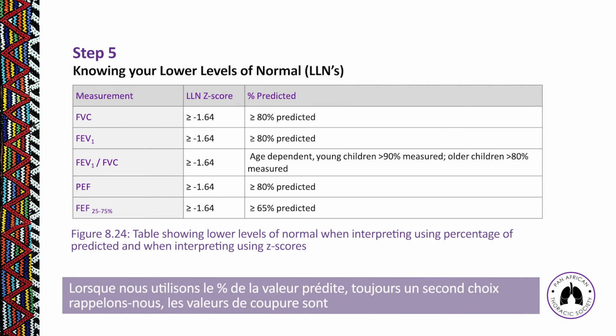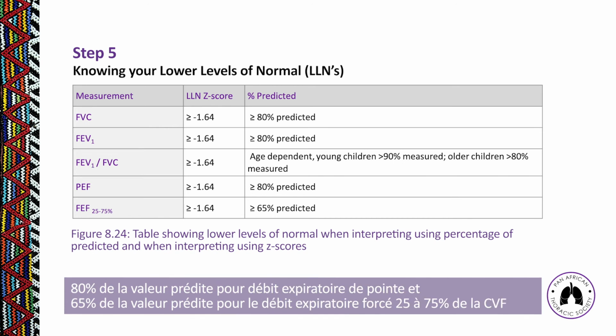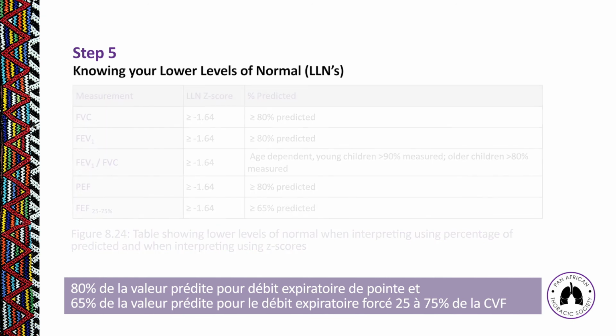When we're using percentage of predicted to interpret, which remember is always a second choice, the cutoff values are 80% of predicted for the FVC, 80% of predicted for the FEV1, a cutoff of 70% of the actual ratio of FEV1 to FVC, 80% of predicted for peak expiratory flow rate, and 65% of predicted for your forced expiratory flow between 25 and 75% of the FVC.